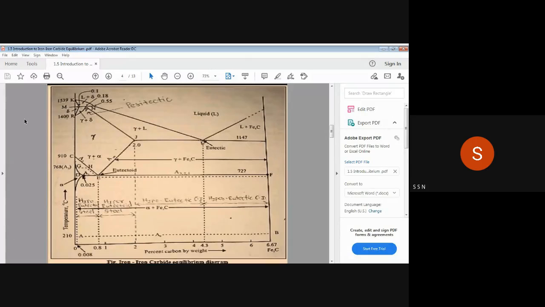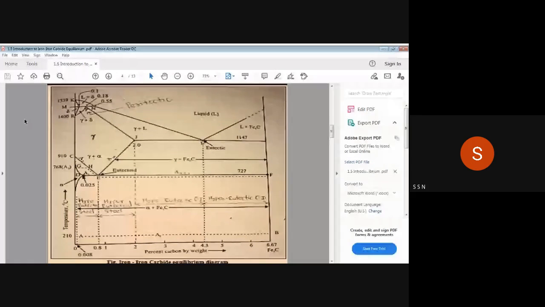Also, we have seen why this diagram is called an equilibrium diagram: for a constant temperature and constant percentage of carbon in that alloy, the phase remains constant. The phase remains under equilibrium condition. So that's why this diagram becomes a phase diagram with equilibrium conditions, and that's why it is also called an equilibrium diagram.